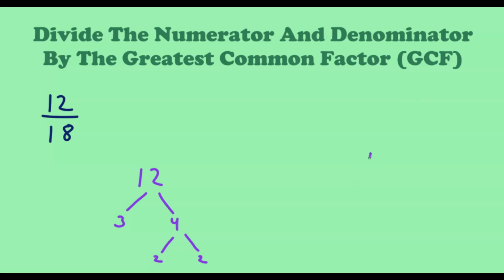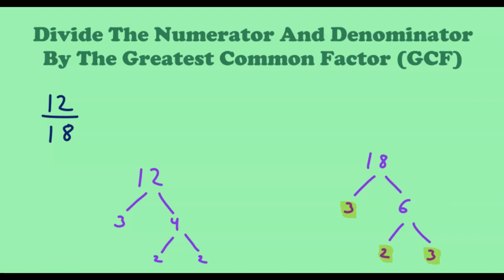Next, let us consider the number 18. Now 18 can be written as 3 times 6, and we can write 6 as 2 times 3. So what does that mean? That means that 18 is equal to 3 times 2 times 3.